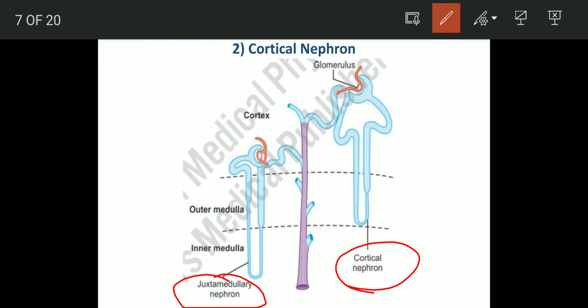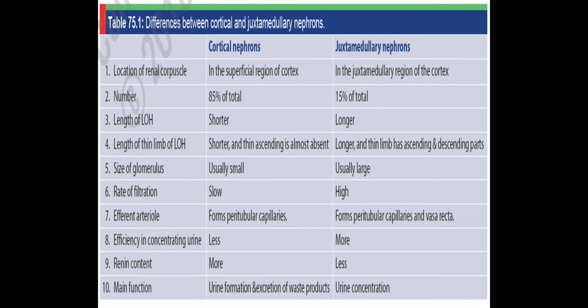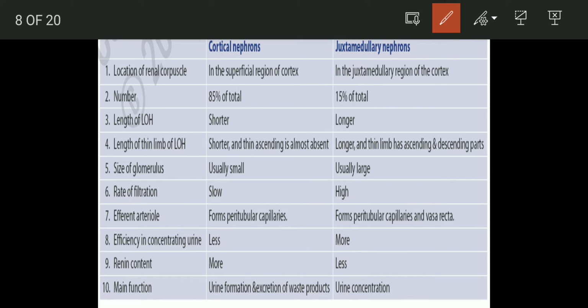So what are the differences between the juxtamedullary nephrons and the cortical nephrons? This is asked in your 'distinguish between' or differences questions, which might be asked for 2 marks or 4 marks. What is the difference between the juxtamedullary nephron and the cortical nephron? Here I have taken this from GK Pal. Here you can see the table. One by one, there are a total of 10 points.